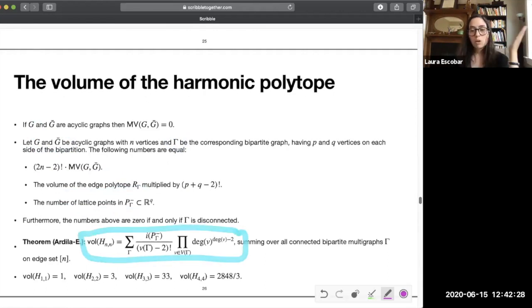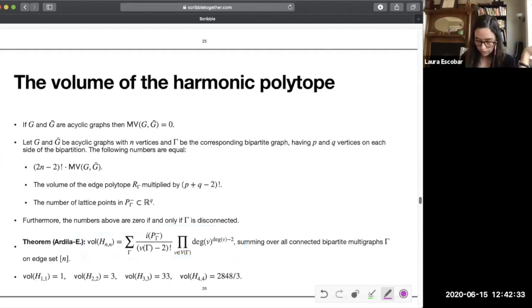You take the sum over all connected bipartite multigraphs, and you take the number of lattice points in this polytope P gamma minus. You need to divide by this coefficient, where this is the number of vertices. And here, this is going to encode the fact that you want acyclic graphs; you can imagine putting pairs of acyclic graphs on each of the vertices of the bipartite multigraph. But yeah, I'll finish there. You can stare at the table of some of the volumes we were able to compute by hand.